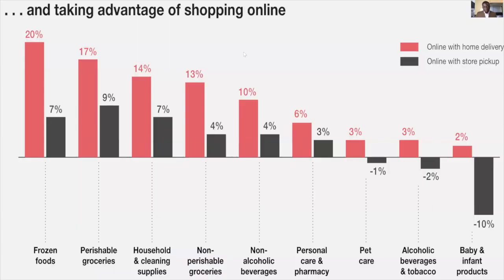And this is a detail of people interacting with shopping online. We can see the pink or red one is about online shopping with home delivery, and the black one is about online with store pickup. We can see the customer behavior prefers to purchase online with home delivery. From baby infant products to household groceries and frozen foods, people likely prefer to use online with home delivery.